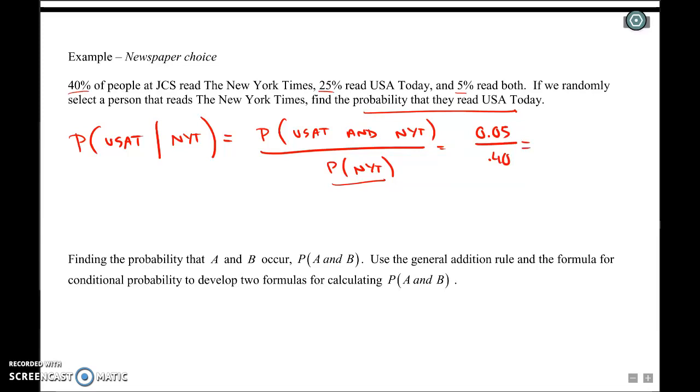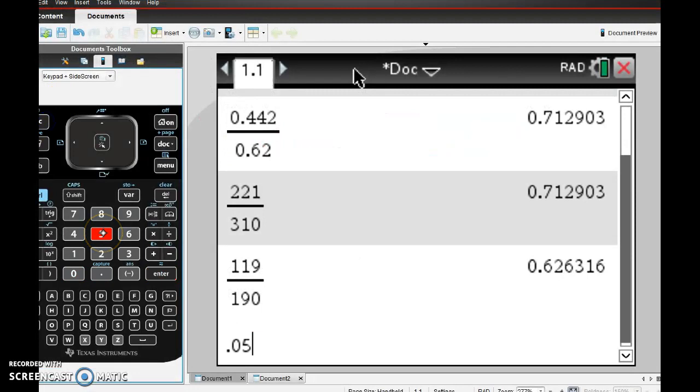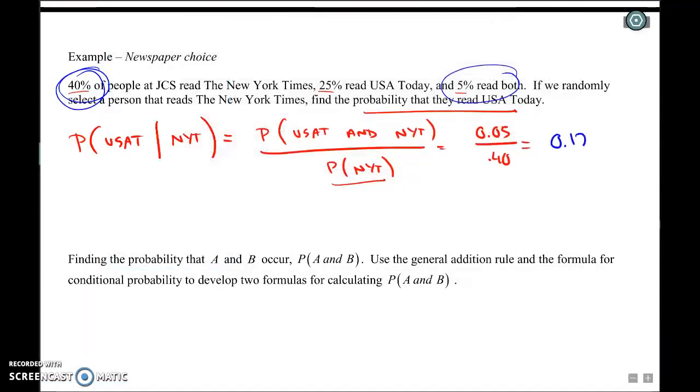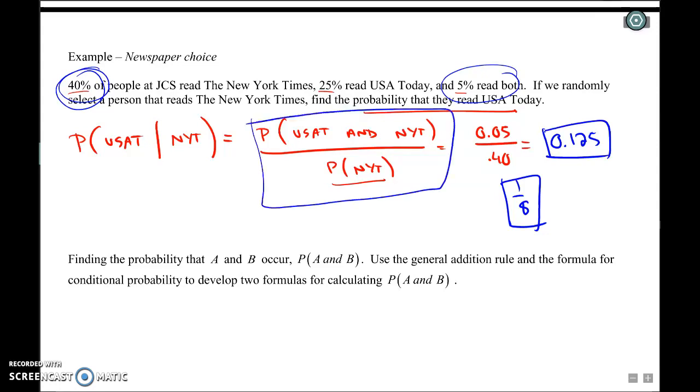And I'm thinking some of you guys might have been able to kind of put it together. Of the 40% of the people that read the New York Times, 5% of them read both. So that's 5% out of 40%. I should probably be able to do this, but is that 1/8? 0.125? I don't know. Divided by 0.4. 0.125, yeah. See, that's why I don't do math in my head. Basically 1/8, right? 1/8 of the people that read the New York Times are also USA Today readers. So here's a case where the formula, I think, is very helpful. It just prevents you from having to think about it more than you need to.